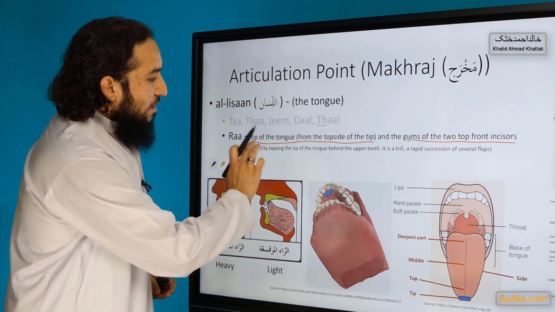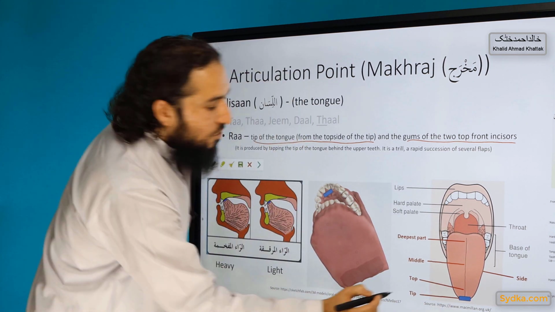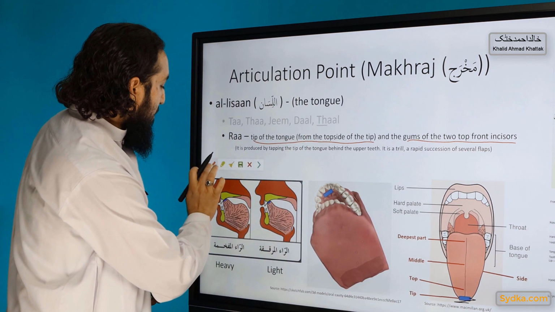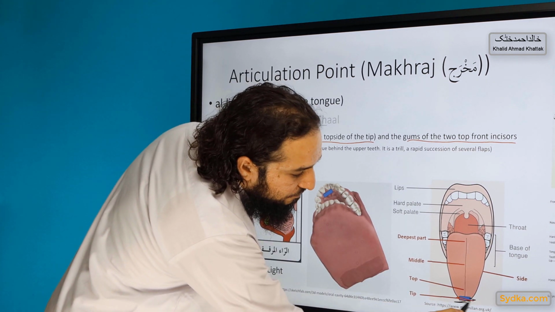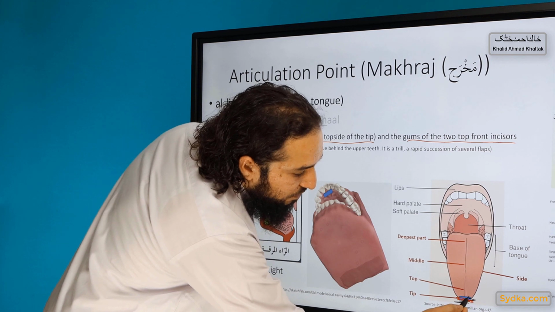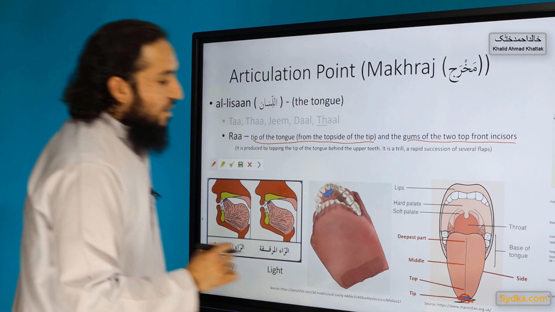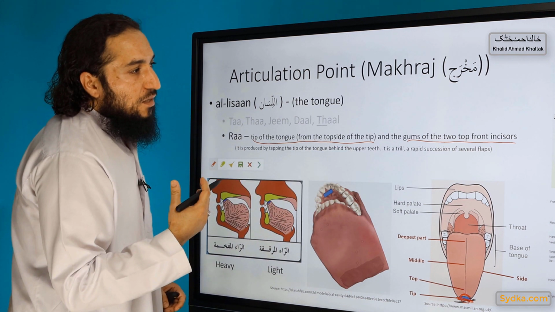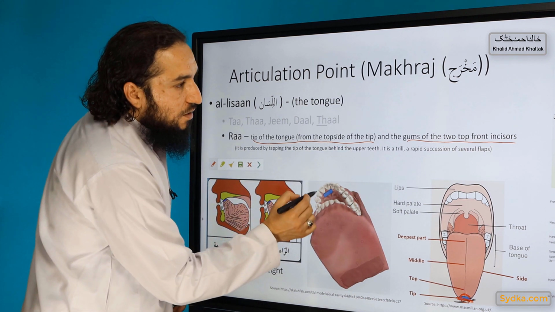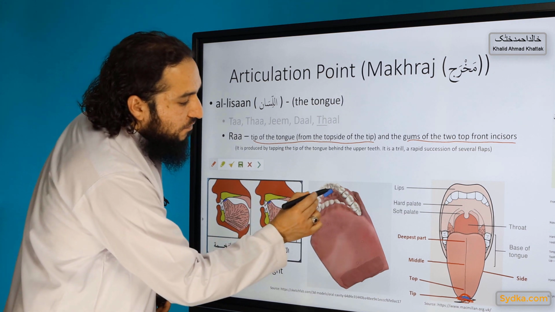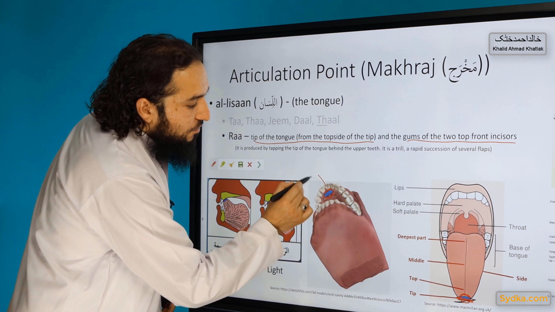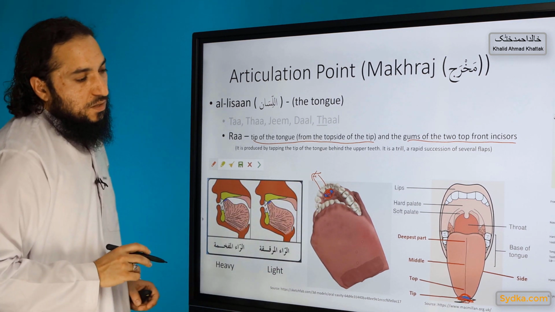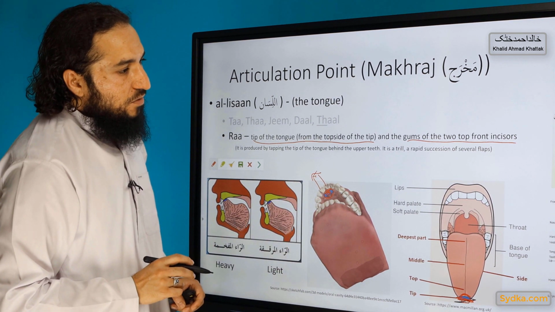So the tip of the tongue from the top side. Again, this is the tip of the tongue, but we will be using the top side of the tip of the tongue, and that will be touching, when we are reciting the ra, the gums of these top two incisors. This place, that's the ra articulation point.